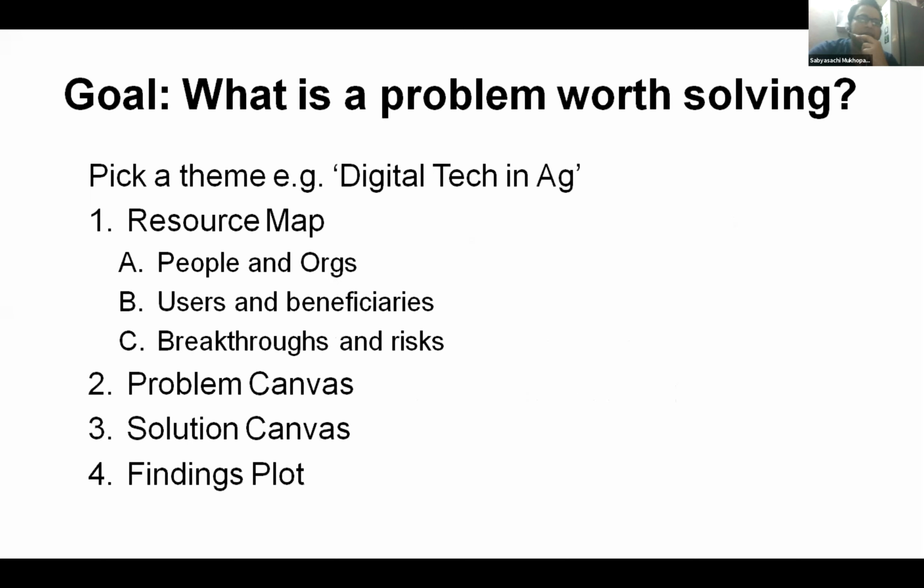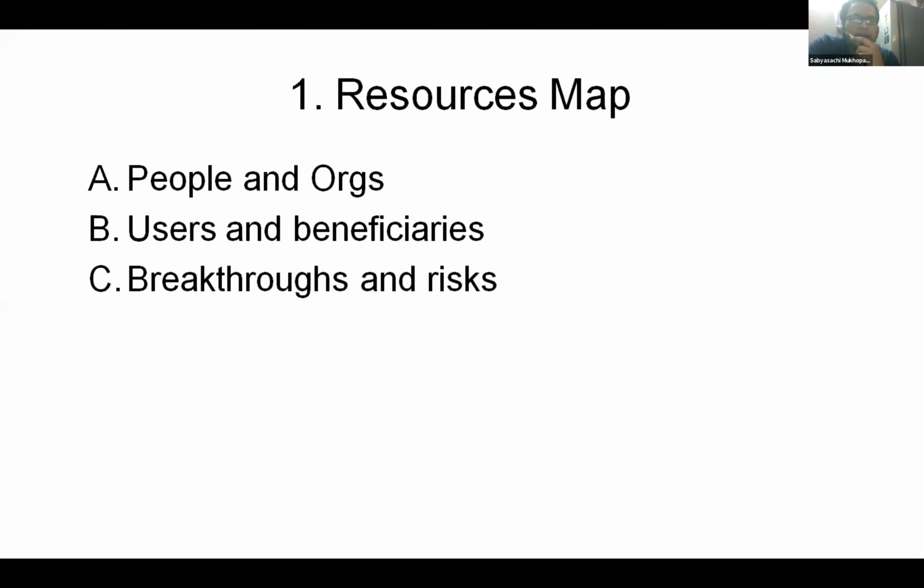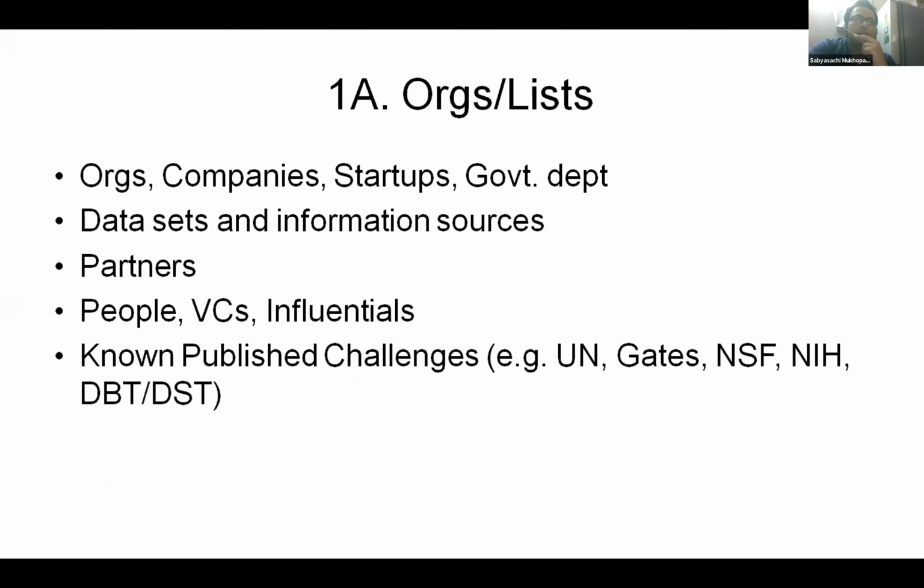So let's see. Here, for example, we are picking up one particular theme, digital tech in agriculture. Under that, we will discuss the resource mapping, problem canvas, solution canvas, and finding plot. And while discussing digital tech in agriculture, we will map the same problem in the healthcare domain to see the possible brainstorming cases. And after we complete that, we will go to the corresponding science and technology part. Under resource mapping, we will discuss the people and organizations, users and beneficiaries, breakthroughs and risk factors. If you see the organizations, for example, there are companies, startups, and government departments which are relevant to it.